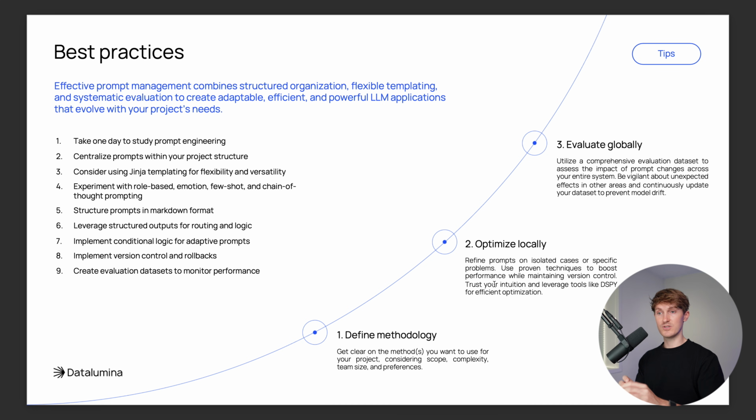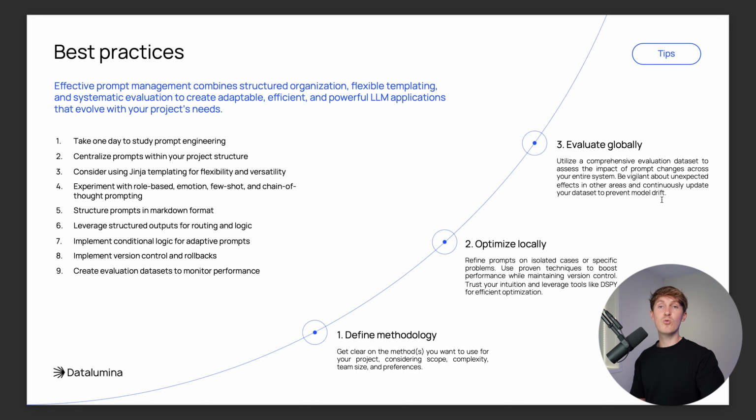So tune the prompt, see how the output is changing, validate that. So here, on the local isolated case, you can just follow your intuition, but you can also leverage tools like DSPy for more efficient optimization. But then not only optimize locally, but also evaluate globally, meaning that the changes that you test on a local isolated variable, make sure that when you push those, that you also have that evaluation data set and see how it can affect the entire system.